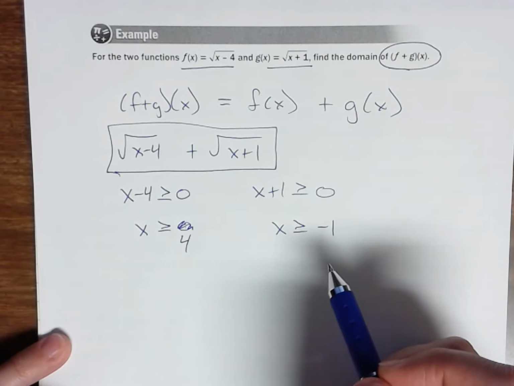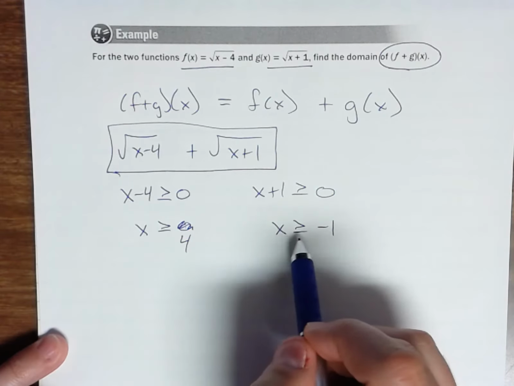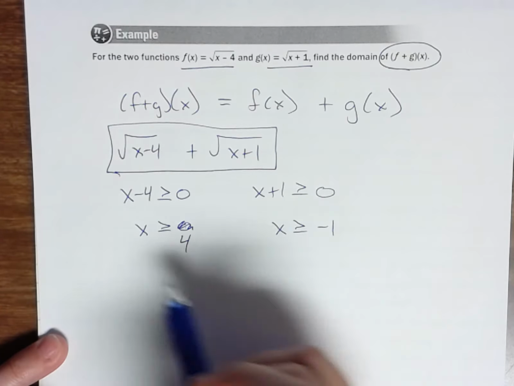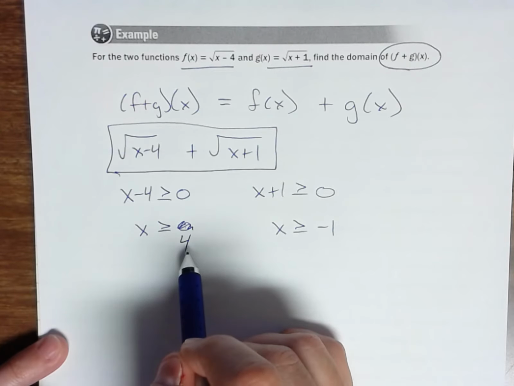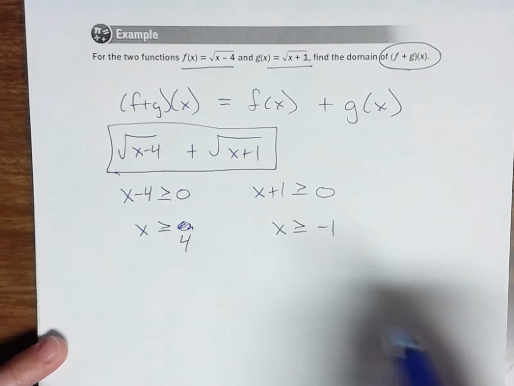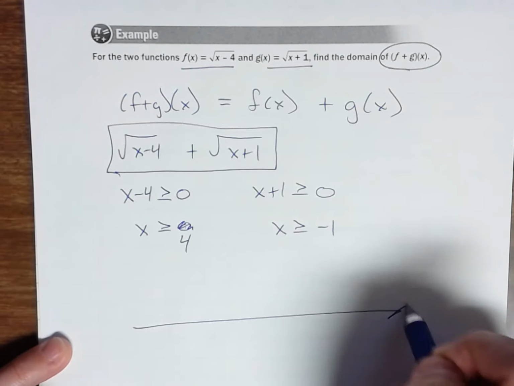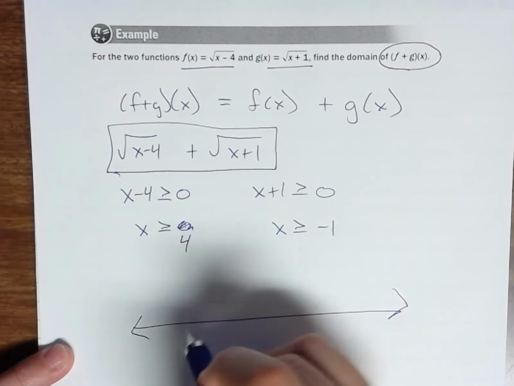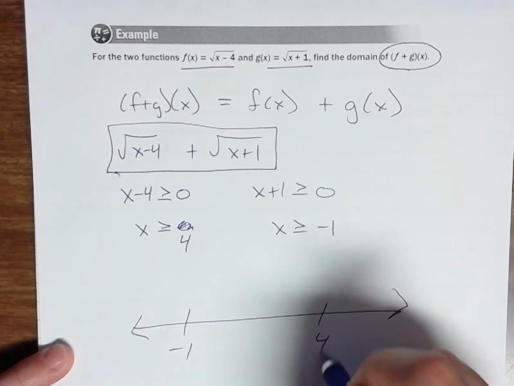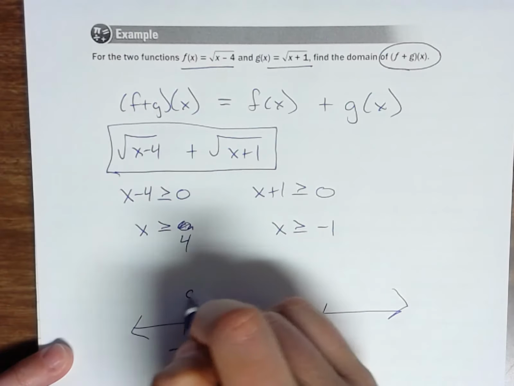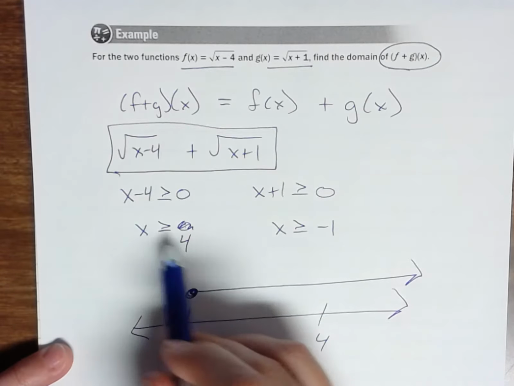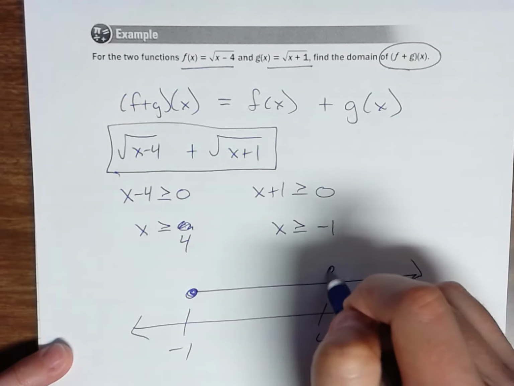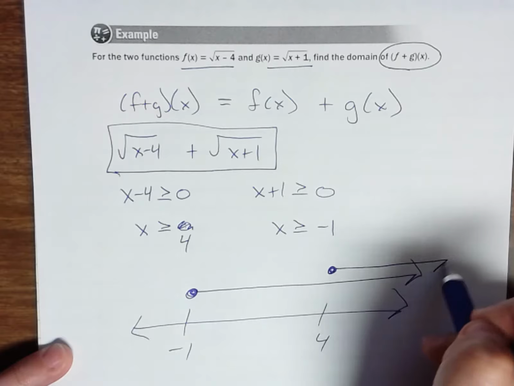And so let's picture that. I've got to be greater than or equal to negative 1. I've also got to be greater than or equal to 4. So again, maybe it helps. I'll just draw a quick number line. We could picture that. So greater than or equal to negative 1, well, that's all of that stuff. Greater than or equal to 4, that's all of that stuff.